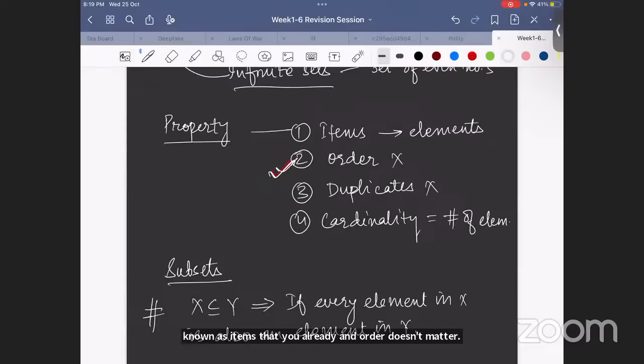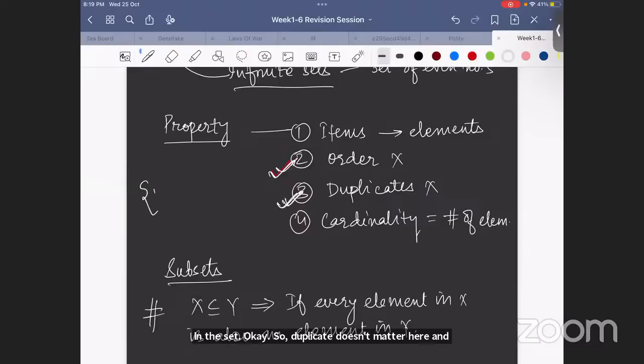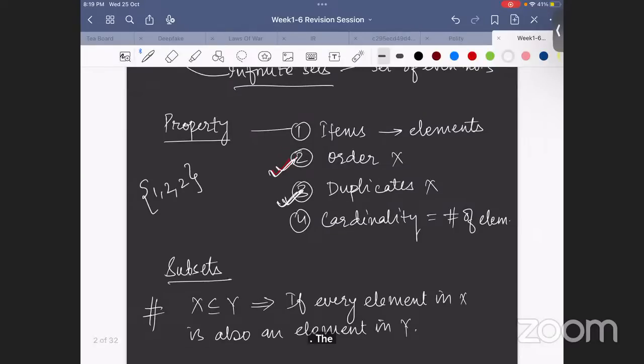So order is not important in a set. Okay, I'll discuss the 4 and then I'll give you an example. Again, duplicates also don't matter in a set. So you can have a set something like this: 1, 2, 2. How many elements are there in this set? Sir, 3. 2. I told you, right? Duplicates don't matter in a set. Yes, sir, 2.